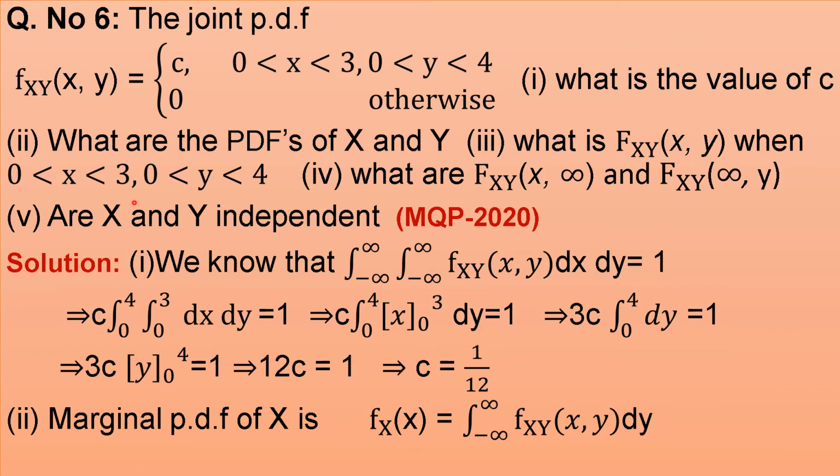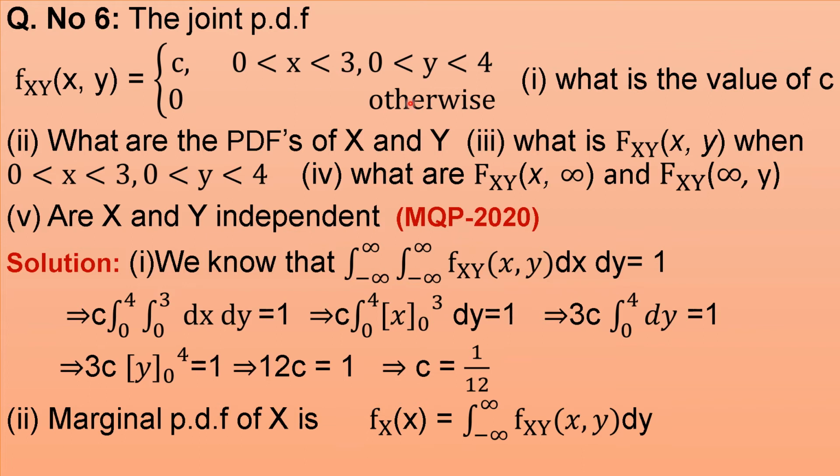When x is greater than 0 less than 3, y greater than 0 less than 4. The only difference between this and the previous question is that here x and y are continuous random variables. In the previous question x and y were discrete random variables. What are Fxy of x comma infinity, Fxy of infinity comma y? Means marginal CDF. Are x and y independent? So again, a question from the model question paper 2020.